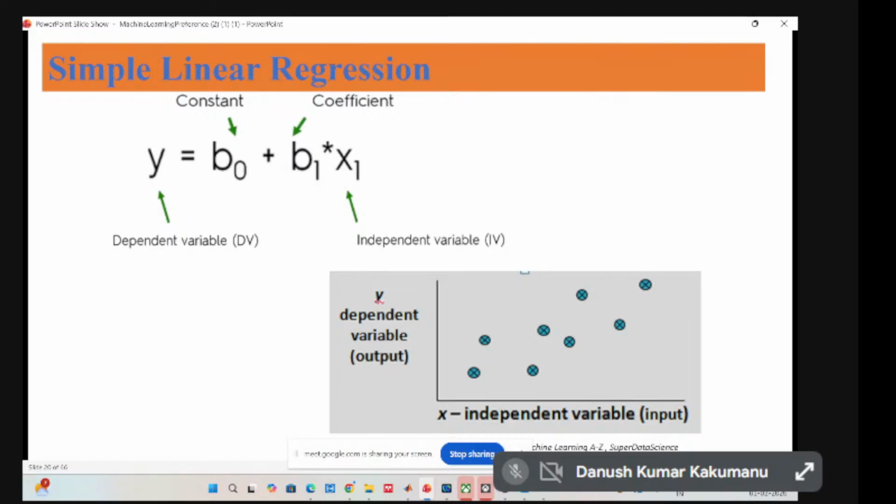Okay, first type is linear regression, easy. Second one, polynomial regression.